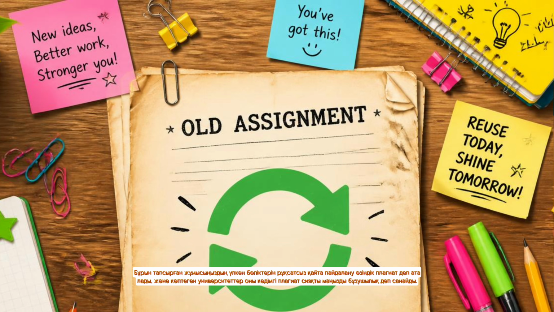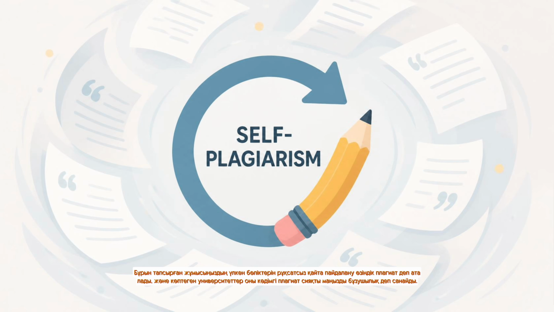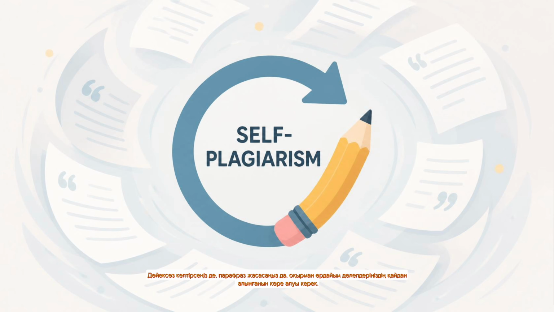Reusing large sections of a paper you already submitted without permission is called self-plagiarism, and most universities treat it just as seriously. Whether you quote directly or paraphrase, your readers should always be able to see where your evidence comes from. Good research is built on transparency.